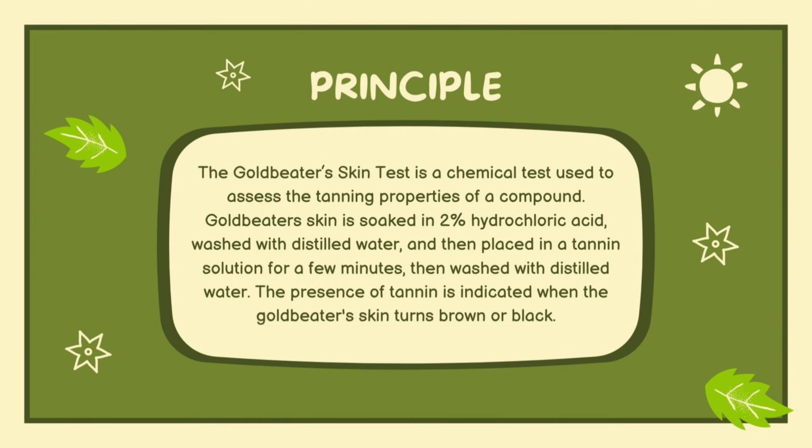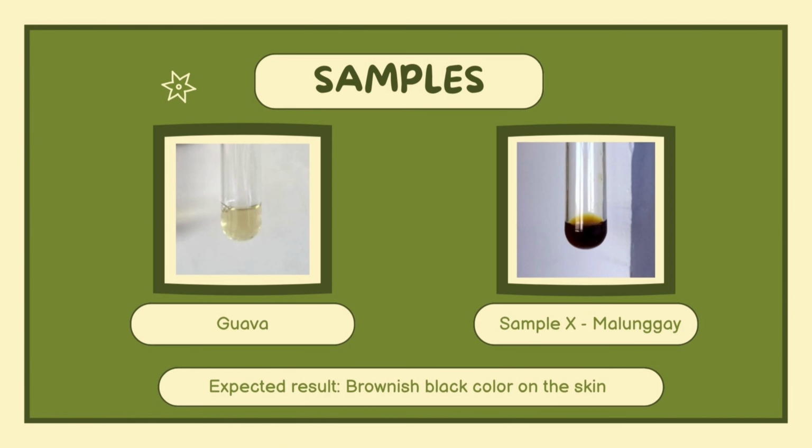The goldbeater's skin test is a chemical test used to assess the tanning properties of a compound. Goldbeater's skin is soaked in 2% hydrochloric acid, washed with distilled water, and then placed in a tannin solution for a few minutes, then washed with distilled water again. The presence of tannin is indicated when the goldbeater's skin turns brown to black in coloration.